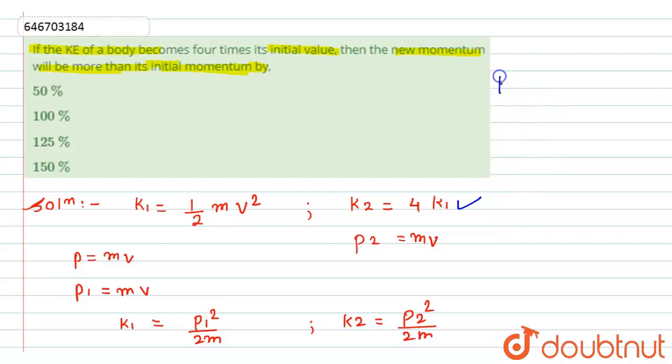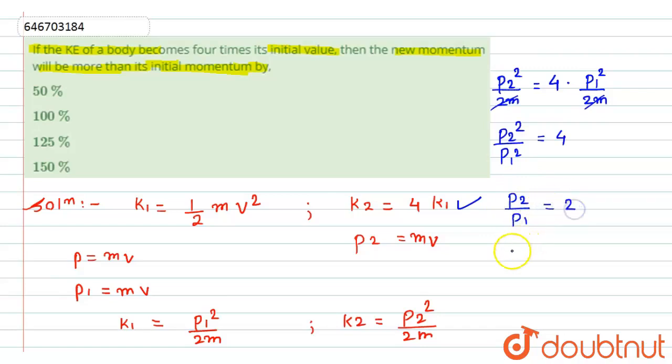So K2 here we have found to be as P2 square divided by twice of m. Okay, it would be equals to 4 times of K1, that is P1 square divided by twice of m. So from here, this twice of m will be cancelled out. What we get, that is P2 square divided by P1 square. Okay, it would become equals to 4. Now if we remove squaring on both sides, means if we take root on both sides, so it would become P2 by P1 will be equals to 2. This implies P2 is equals to twice of P1.